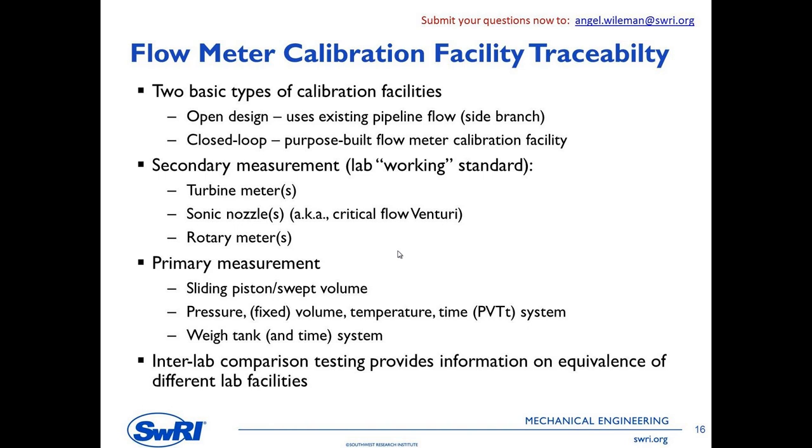Those secondary devices that are used on a day-to-day basis are then calibrated against some primary measurement system. That can be a volumetric system, like a sliding piston or a sweat volume. It can also be a pressure, volume, temperature, time system, PVTT system. Or in our case, we actually use a weigh tank system. We weigh gas that has flowed over a period of time. We have a mass and we have a delta time, so we can get mass flow rate.